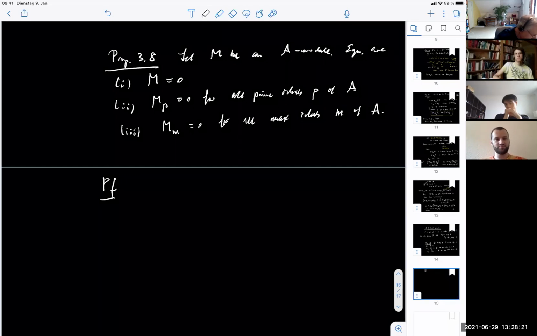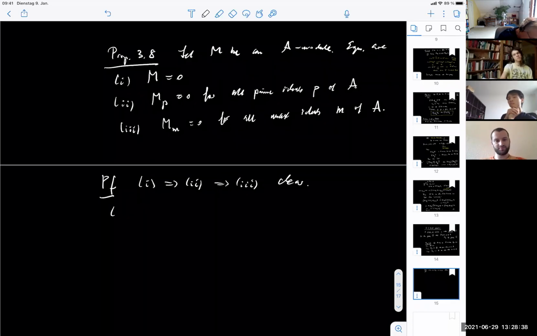Okay, there is a chain of implications. One goes to two: this is trivial. If you localize zero, you get zero. And two to three is also clear. So we only need to show three to one. And it's easiest to do contraposition.